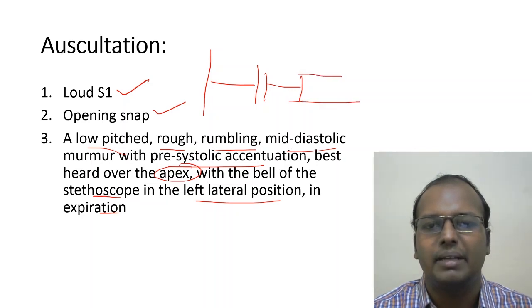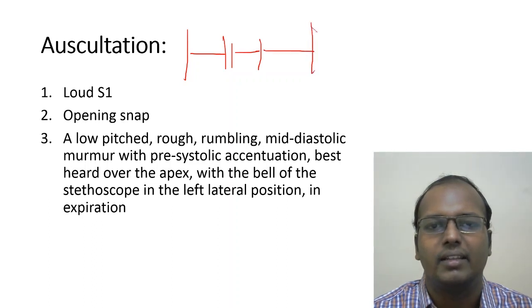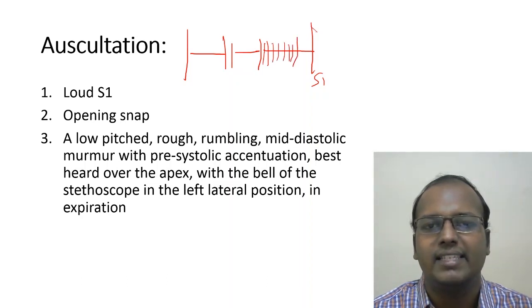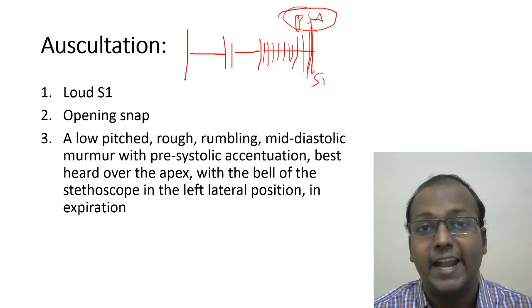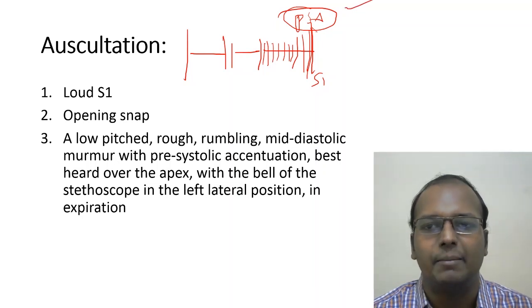Sometimes the examiner may ask you to draw how the murmur will be. In that case, you have to draw like this. Loud S1. Then your S2 comes, then your opening snap, then again S1, then comes your mid-diastolic murmur. Towards the starting of the systole there will be increase in intensity of the murmur, that is called pre-systolic accentuation. This pre-systolic accentuation is contributed by your atrial contraction. So in a patient with atrial fibrillation, this pre-systolic accentuation will be absent.